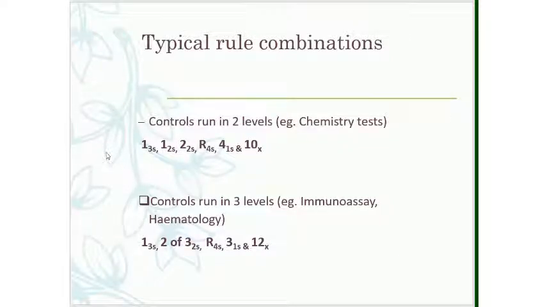And this is the typical rule combination. If we use two levels of QC, these are the rules that we use: 13S, 12S, 22S, R4S, 41S, and 10X. Usually we use this in chemistry tests. And for controls that run in 3 levels, for example for immunoassay tests or hematology, these are the multi-Westgard rules that we use: 13S, 2 of 3 2S, R4S, 3 1S, and 12X.